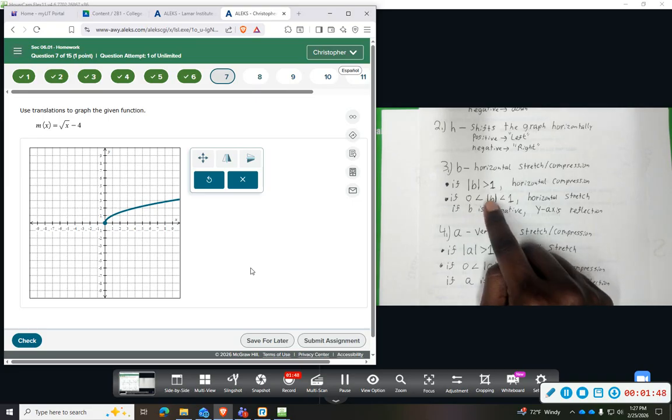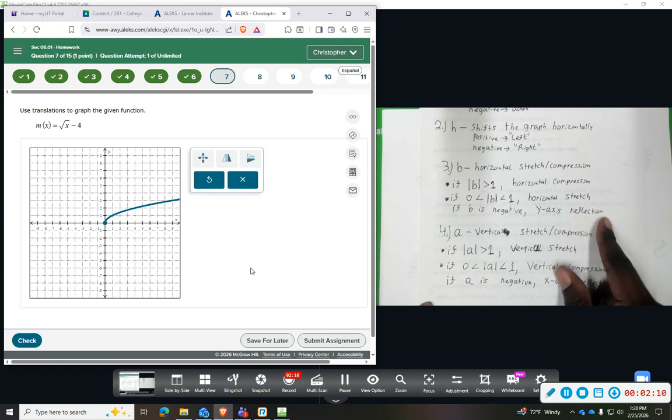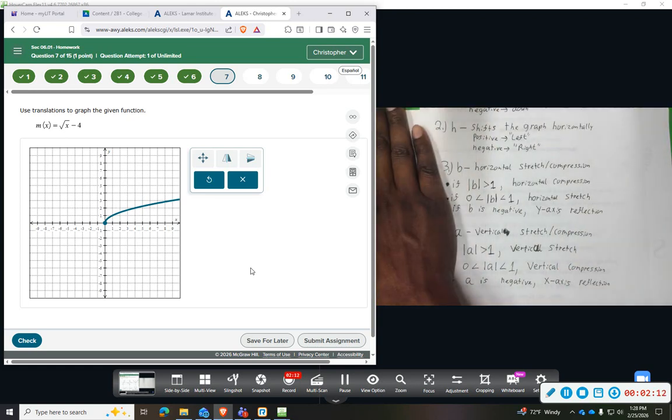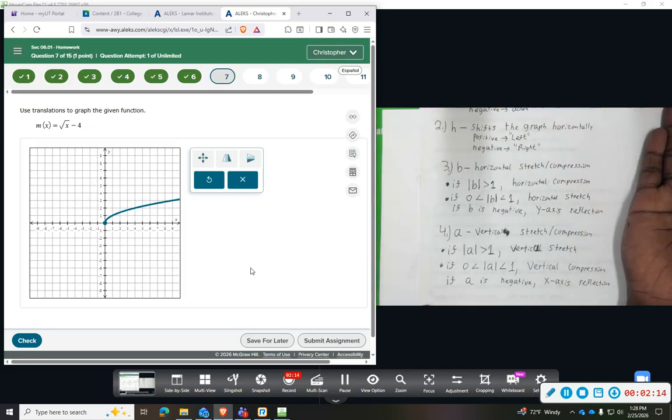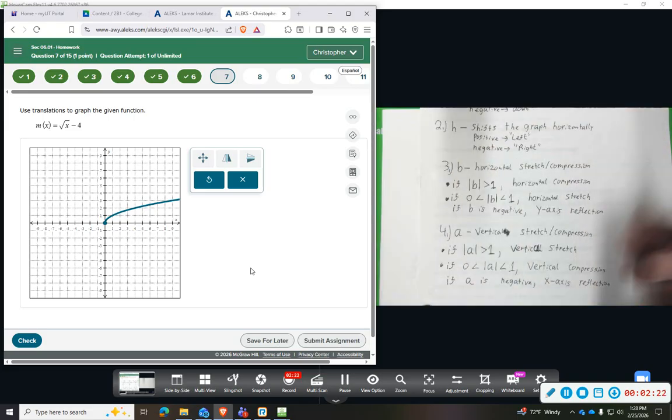If the B value is between 0 and 1, so it could be 0.5, 0.75, some kind of fraction less than 1 but greater than 0, again, we're not focusing on the negative, just the magnitude, then it's going to stretch it out, so it's going to multiply by that factor. If B is negative, there will be a y-axis reflection. Imagine taking x from the negative side and putting it on the positive side of the axis. It's going to go across the y-axis. So when you change the sign on the x value, it flips it across the y-axis.